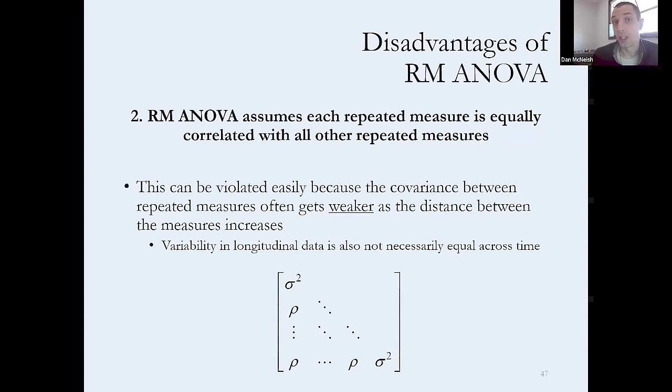Again, there are corrections for this. So if you've heard of the Greenhouse-Geisser or the Huynh-Feldt test or correction, there are ways to try to fix this problem or fix violations of this problem. But this gets at the issue that I mentioned earlier, that repeated measures ANOVA seems like it's trying to jam longitudinal data into an existing framework rather than trying to accommodate the nuances of longitudinal data directly.